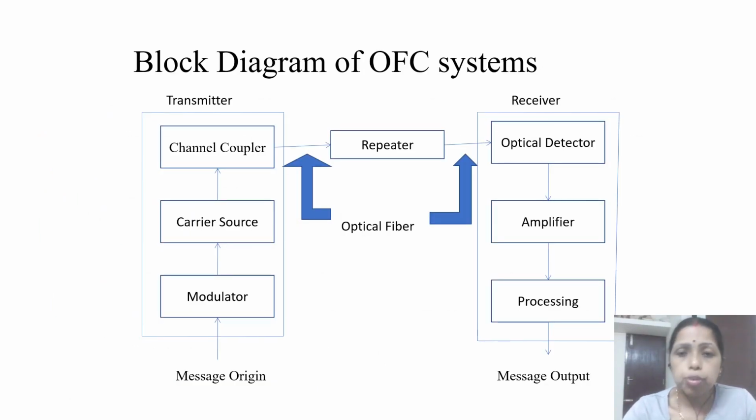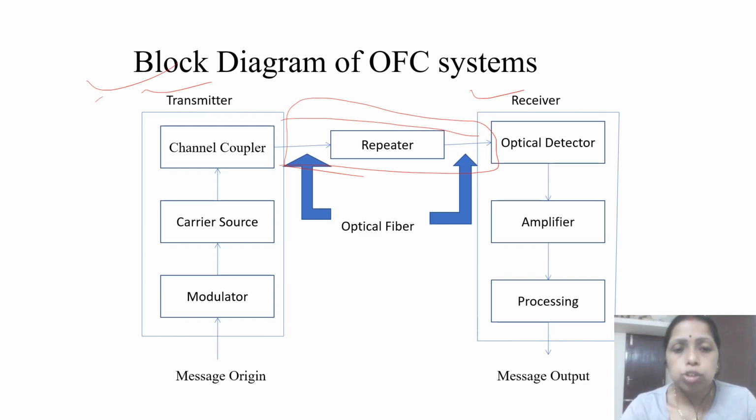Now come to the block diagram of the optical fiber communication system. These are the main blocks. As I told you, in any kind of communication system there is a transmitter and a receiver. In between the transmitter and receiver there will be one communication channel.